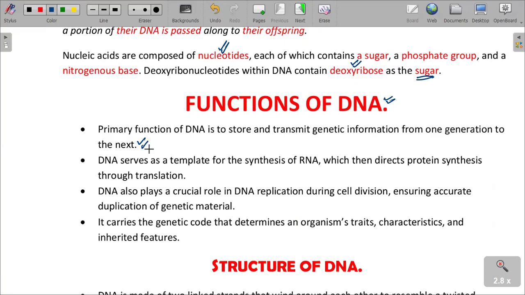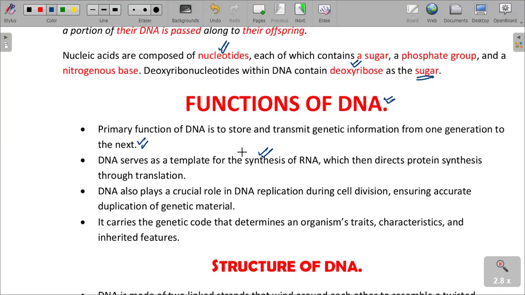What I want you to understand in this presentation of introduction to genetics, or introduction to this great core of life sciences, is that you need to take note of the concept of DNA as the molecule that stores and transmits the genetic information from one generation to the next. It is done by DNA. It serves as a template for the synthesis of RNA, which then directs protein synthesis through translation.